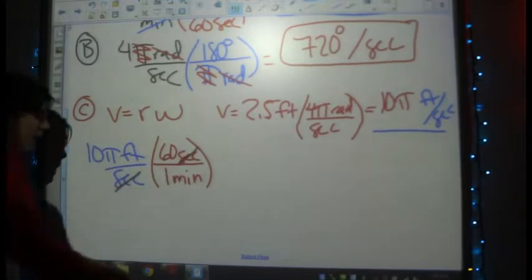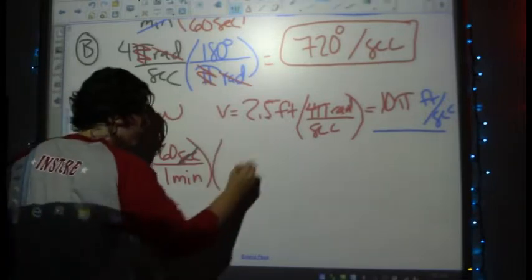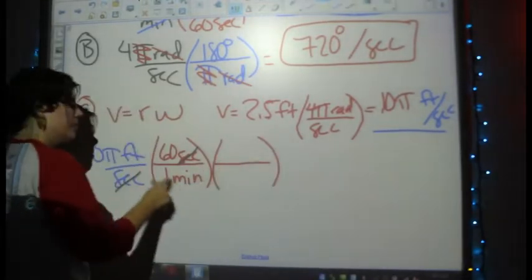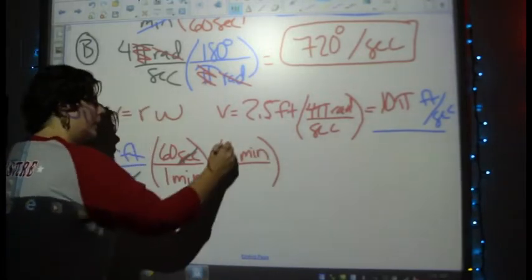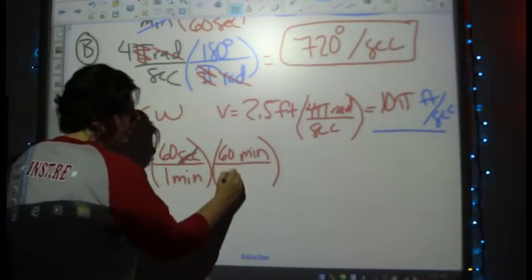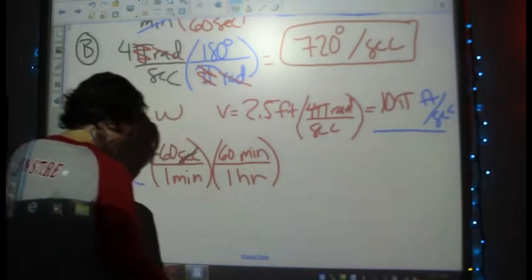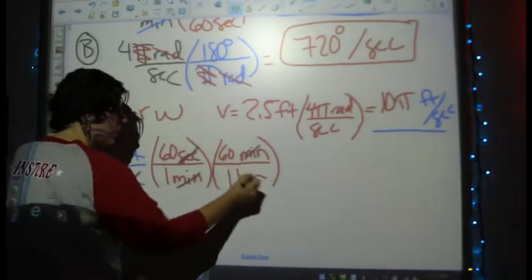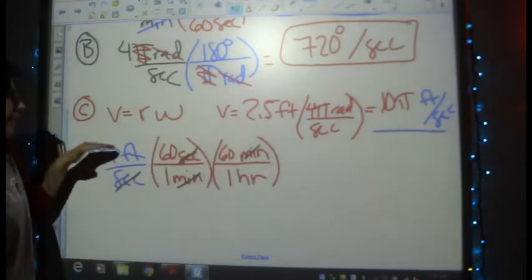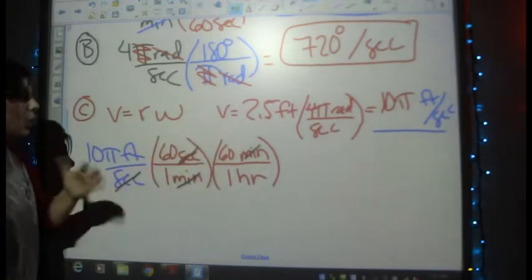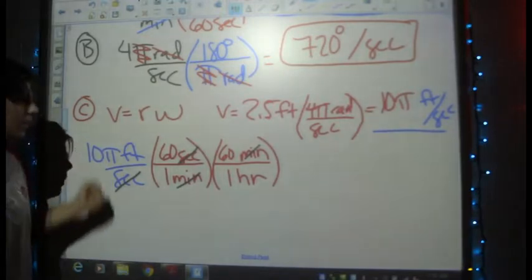I need per hour. So again, I've got to do a conversion factor. And because minutes are on the bottom, I'm going to put minutes on the top so they'll cancel. And I know that there are 60 minutes for every 1 hour. Now, the minutes will cancel and I'll be left with per hour. So right now, if I multiply through, I have feet per hour. But again, I don't want feet per hour. I want miles per hour.